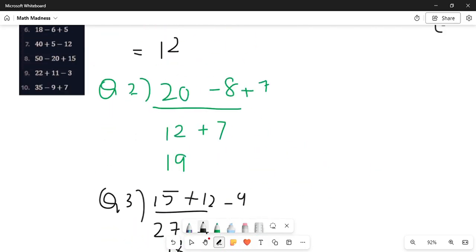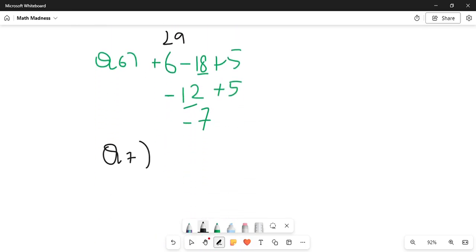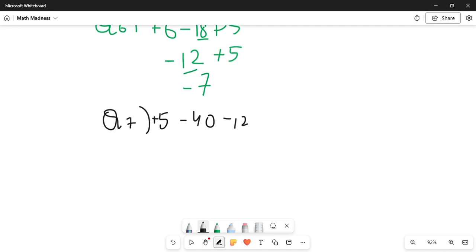So question number 7, 40 plus 5 minus 12. Again, let's make it 45 plus 40 minus. In fact, let's change it to minus, and plus. Okay. So we have different signs again. We will subtract. So we get 35. And the sign of the greater number, which is 40. So minus 35. And we just solved this part.